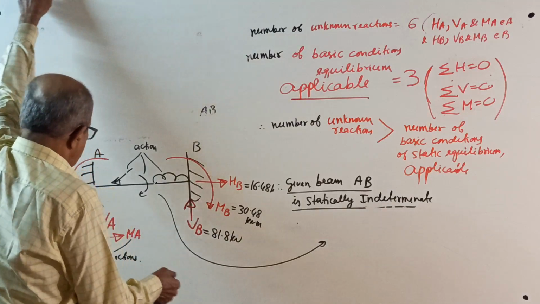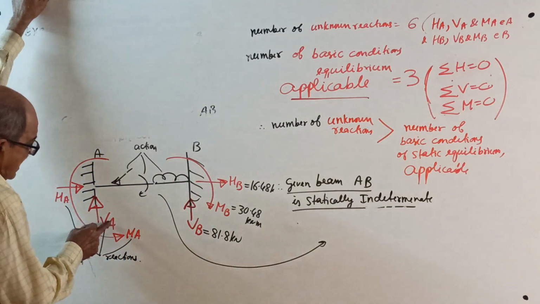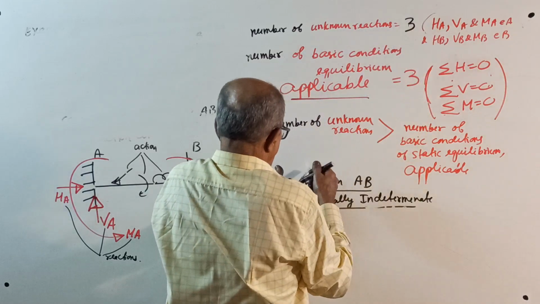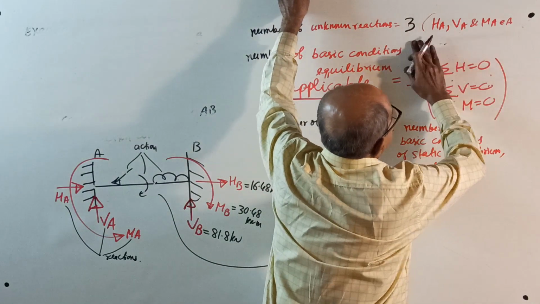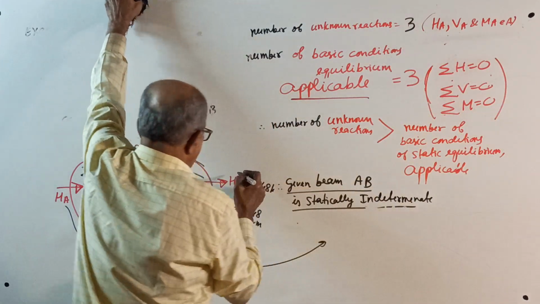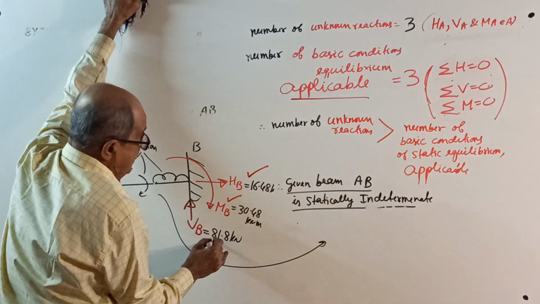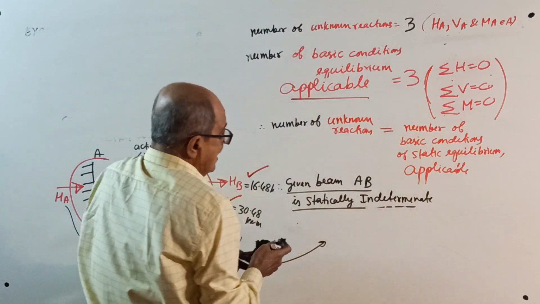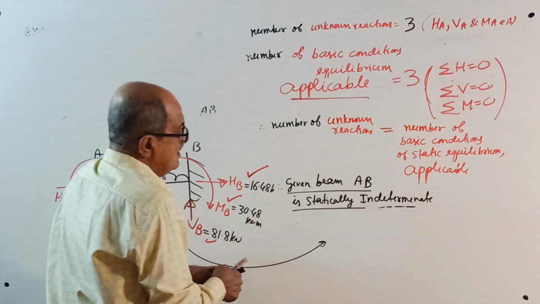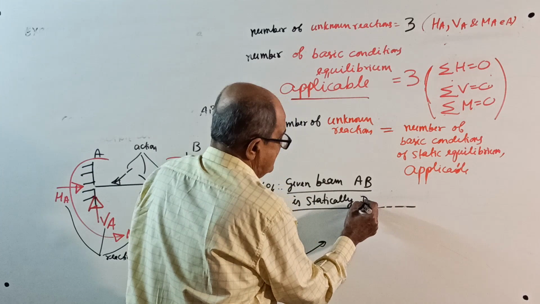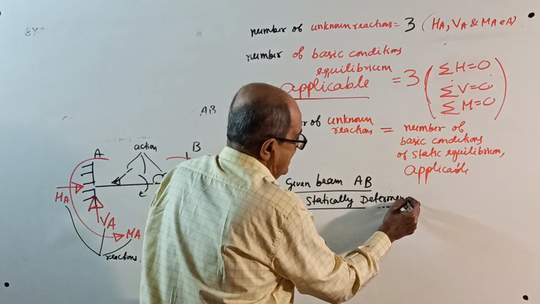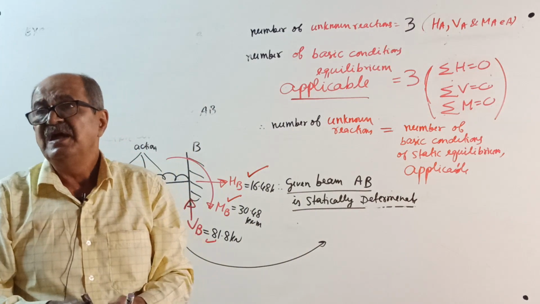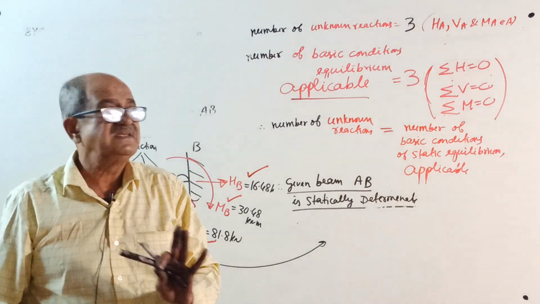Then the number of unknowns, which was earlier 6, is now only 3. Why 3? HA, VA and MA at A, that's all, because HB, MB, VB are known. Conditions are 3, and number of unknowns equals 3. Now the beam AB, if you get those answers, will become statically determinate. Therefore, remember, a statically indeterminate structure has to be first reduced to a statically determinate state, then you can find reactions. That's all I want to tell.